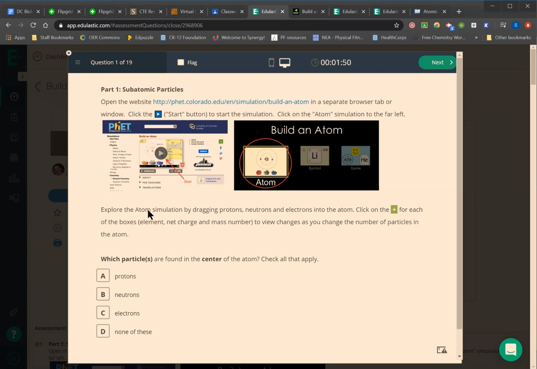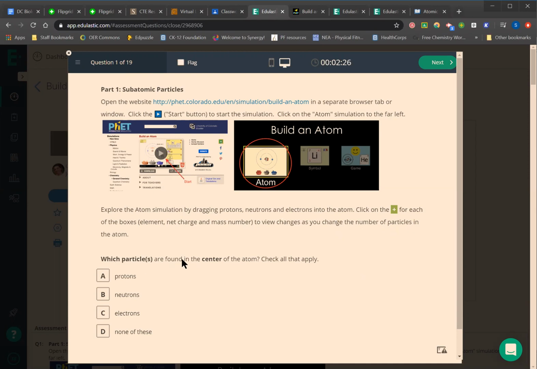Okay, explore the atom simulation by dragging protons, neutrons, and electrons, which at this point you ought to know what they are. Neutrons and protons are in the center. Electrons orbit around them really fast, negative charged. So you click on the plus for each of the boxes, the element, the net charge, the mass number. It's going to give you the properties to view the changes as you change the number. So you're going to click on something and watch how it changes. You will click and see what happens. This is just an exploration.